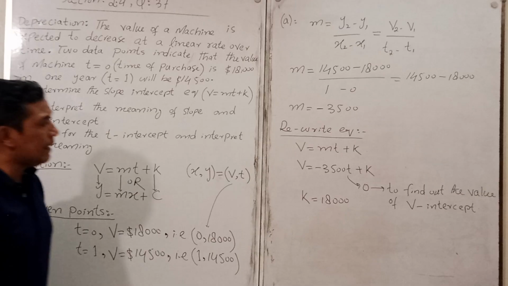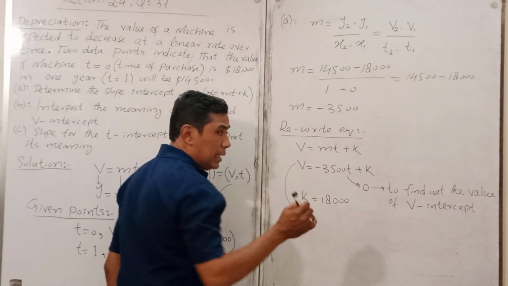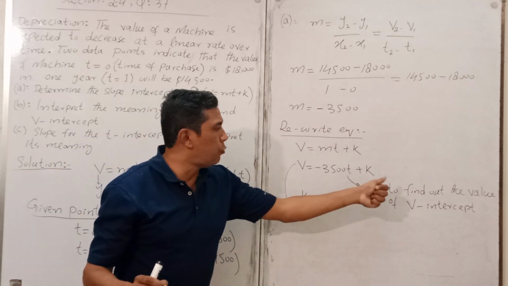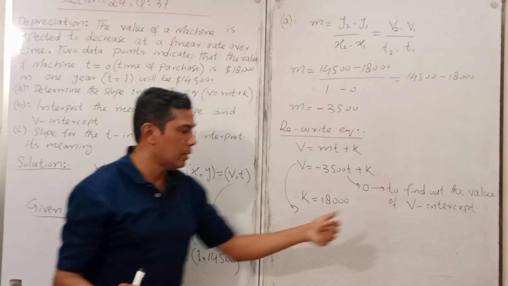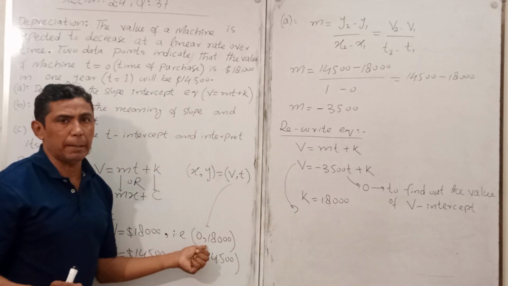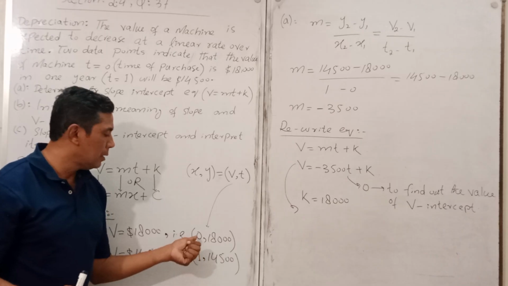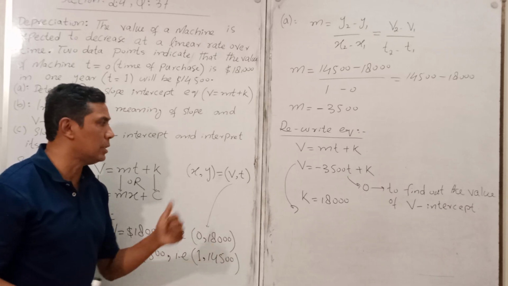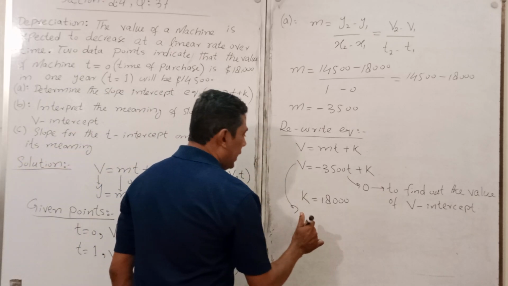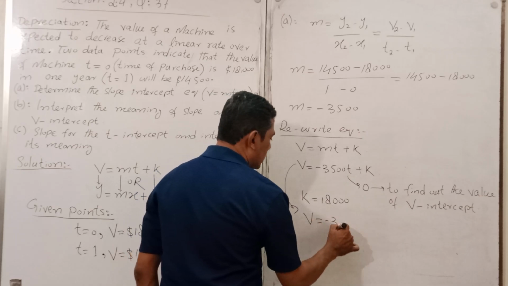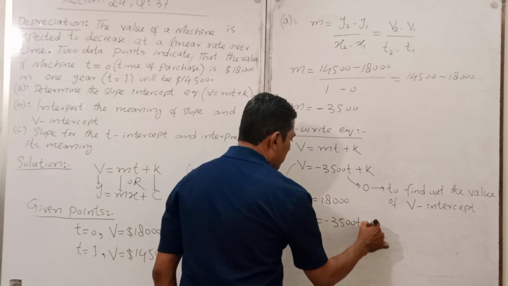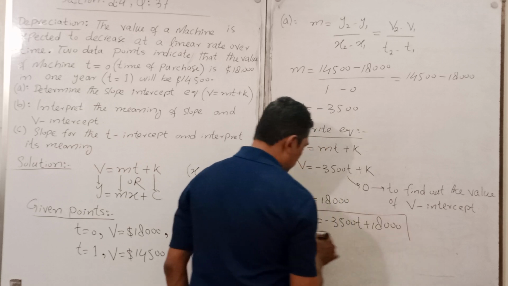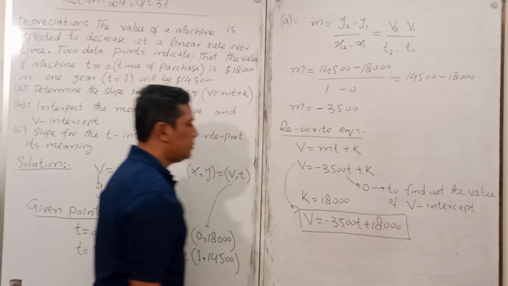So we can rewrite this equation here. Substitute t equal to 0 to find out the value of the V intercept. What is the V intercept? When the time period is 0, your V intercept is 18,000. So your required equation is V equal to minus 3,500 t plus 18,000. It is your required equation. Yes.